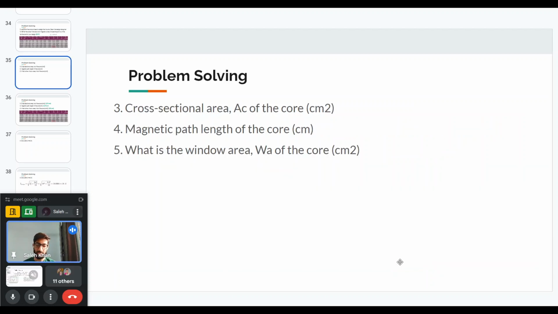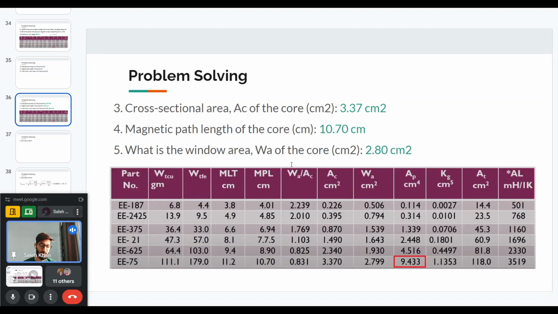And next, these problems are basically asking, once we have selected the core, we have to then find out the cross-sectional area, the path length, and the window area. And again, we can use the same table that we saw. This table gives all these values. It gives the cross-sectional area as AC, which is 3.37. It also gives the magnetic path length in centimeter, which is 10.7, and the window area it gives as 2.799, which if you round off to two decimal places, you get 2.80.